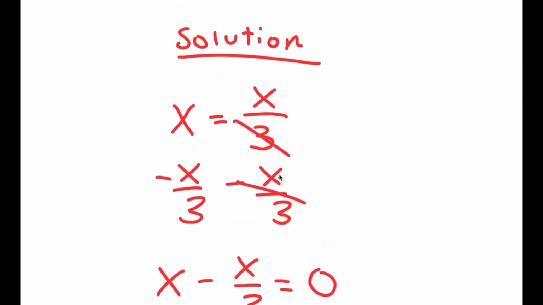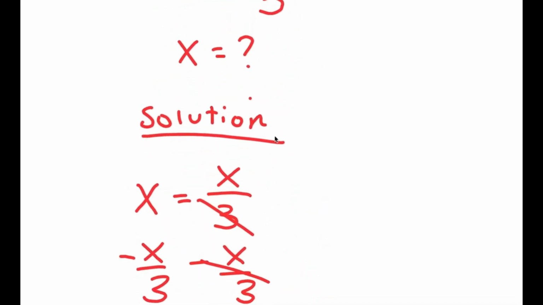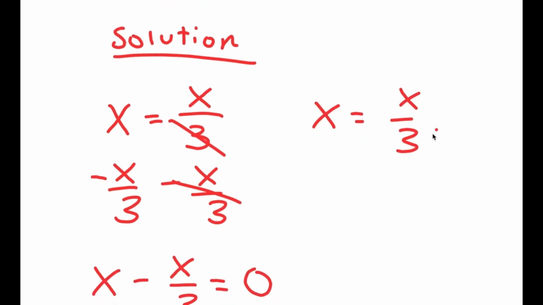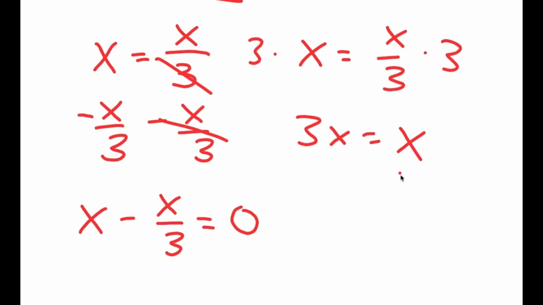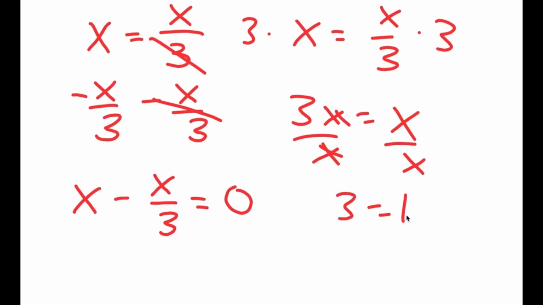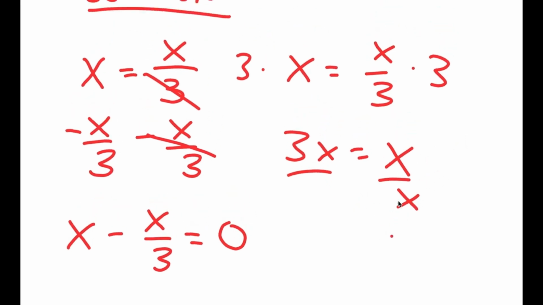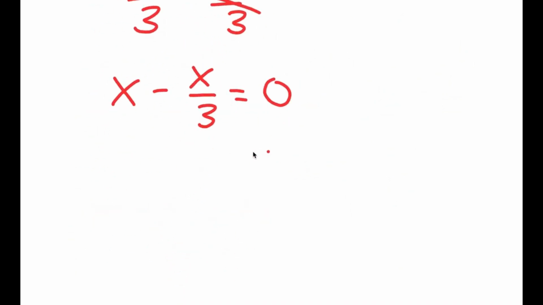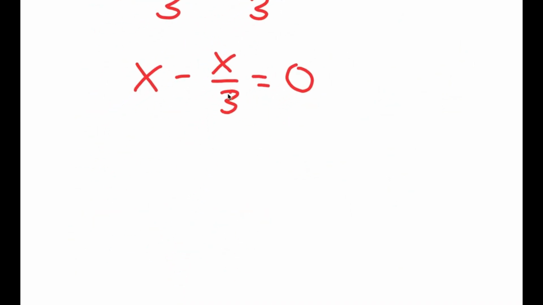Now, a common mistake that most people make when solving this equation is they multiply both sides by 3, so I get 3x is equal to x, and then they divide both sides by x, so they get 3 is equal to 1. And this is an invalid statement, so that is the wrong way of solving this. So the correct way is this one.